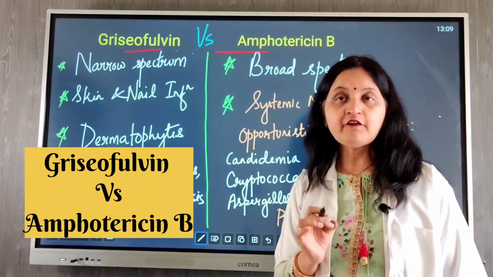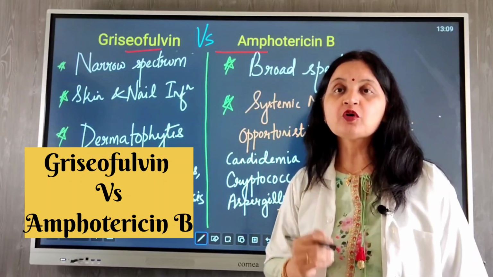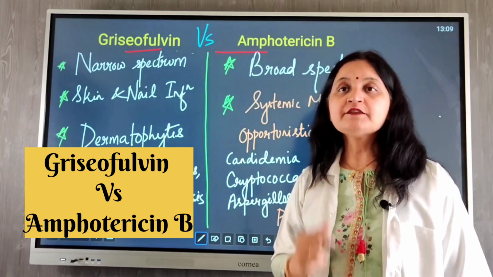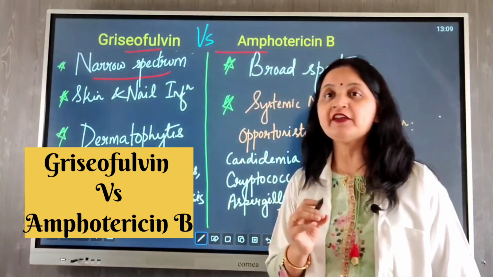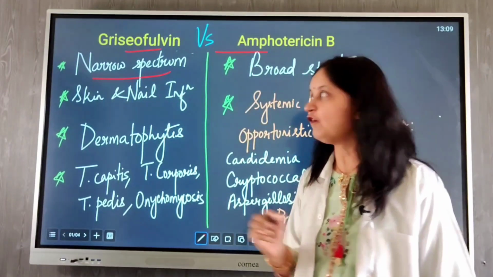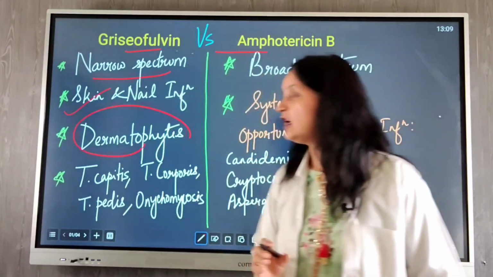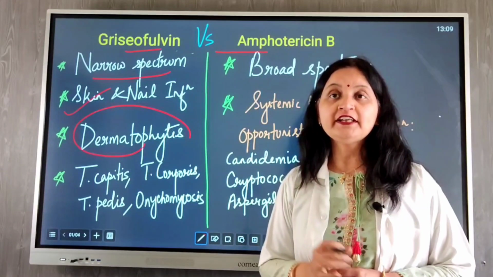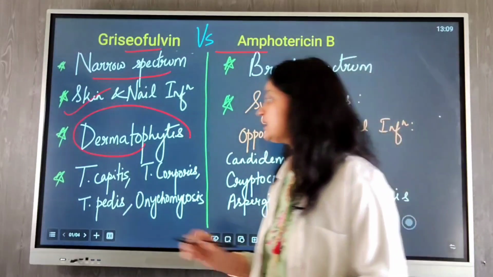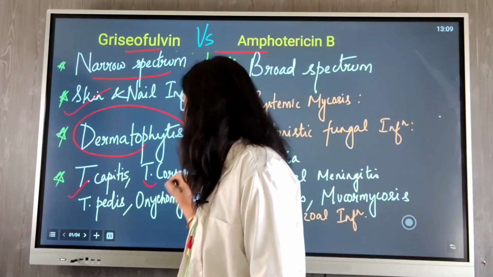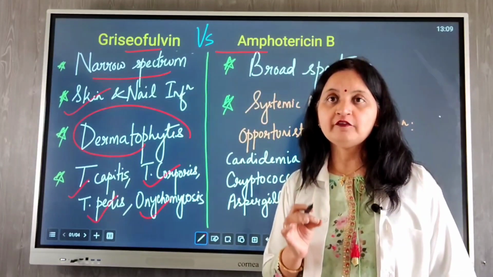Agents are used for treating fungal infections; their spectrum, the targets and the toxicities are different. So let's begin with Griseofulvin. It has a narrow spectrum of action. They are specifically active against dermatophytes, a group of fungi that infects the skin and nails. So Griseofulvin is used for treating superficial skin and nail infection. Common uses are Tinea capitis, Tinea corporis, Tinea pedis, onychomycosis, which is infection of the nail.